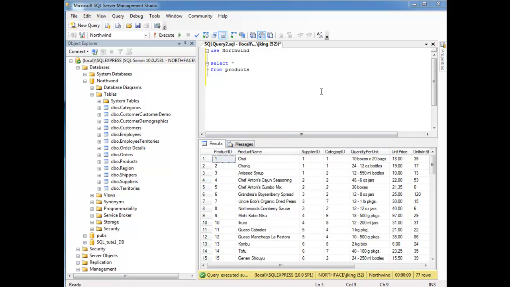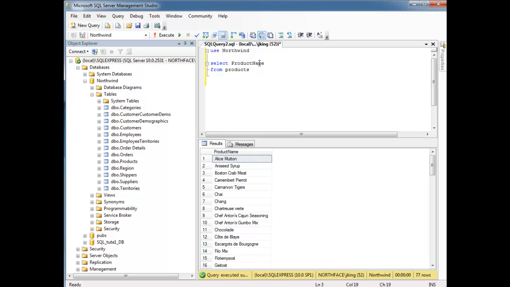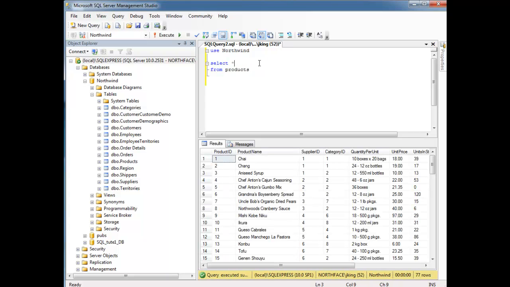You've seen thus far how select allows us to choose individual columns. Again, here I'm selecting splat from products. I could say, if it'll let me do it, just give me the product name. Hit F5 and we see all the product names. So select removes the columns.